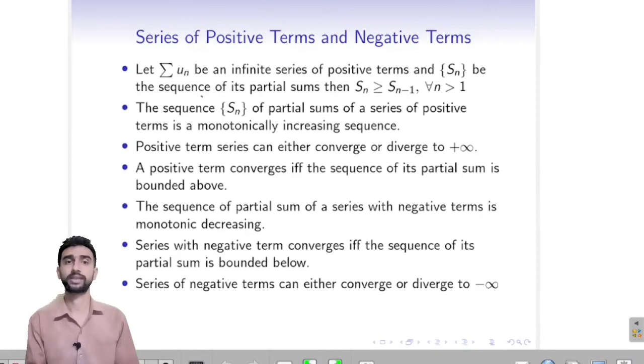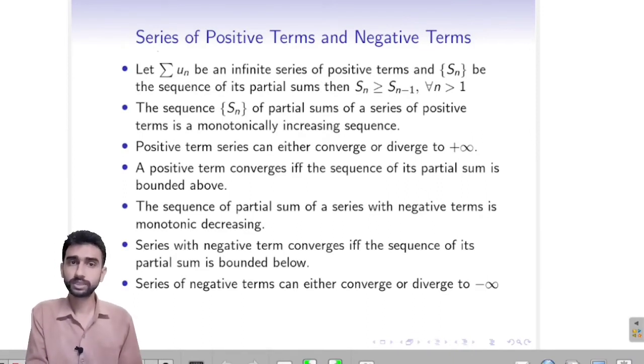Okay, next. Now there are some terms: series of positive terms and series of negative terms.